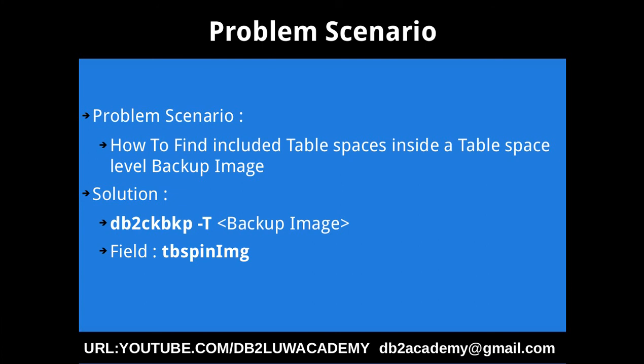So the solution is very simple. You can use the DB2 CKBKP command with the option -T and the image name. This is going to list you all the definitions of the table spaces, but the field TBSPINIMG, tablespace in image, is going to tell you whether that particular tablespace is included as part of the backup image or not.